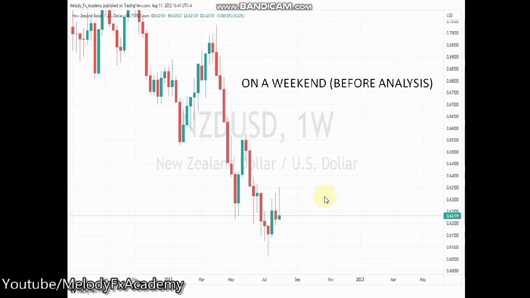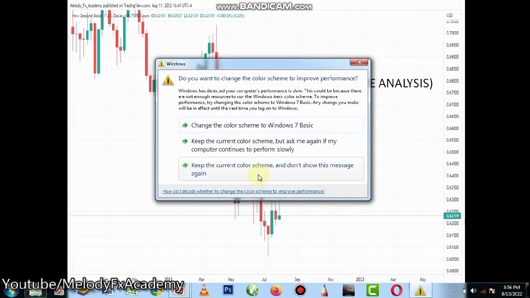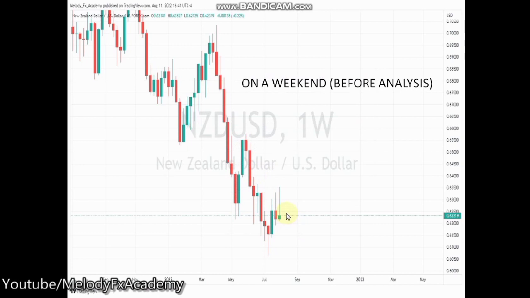Okay, so now this is the price action on New Zealand USD, on a weekend. So this is more like a before analysis. We are making an assumption that we are on a weekend on this particular price action. The reason why we should do our analysis on a weekend is that way you can determine your bias beforehand, by understanding the draw on liquidity, which is what I'm going to talk about next. It is important to do your analysis on a weekend in order to figure out the bias that you are going to go alongside with in the coming week, in the new coming week.